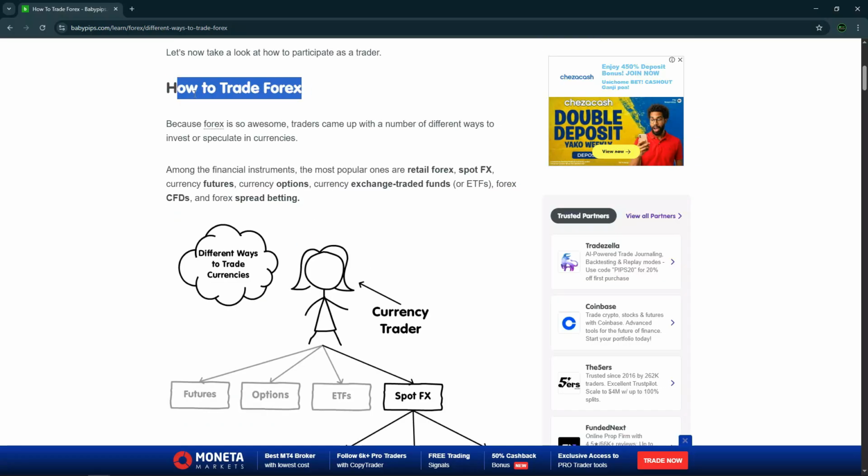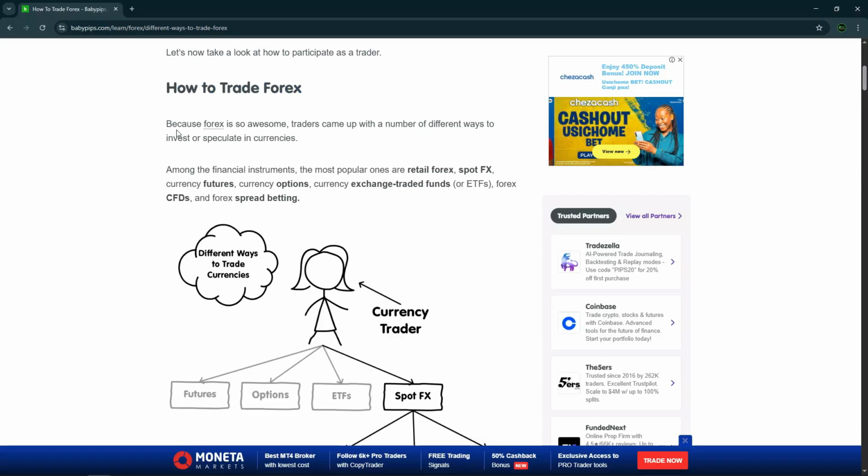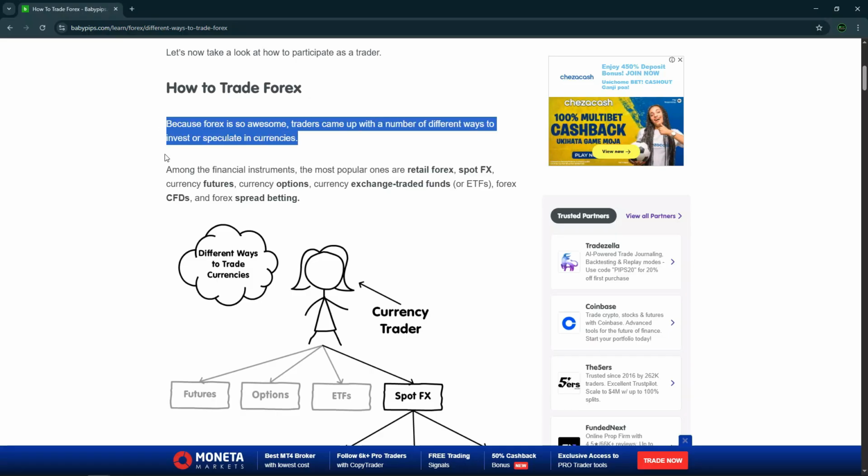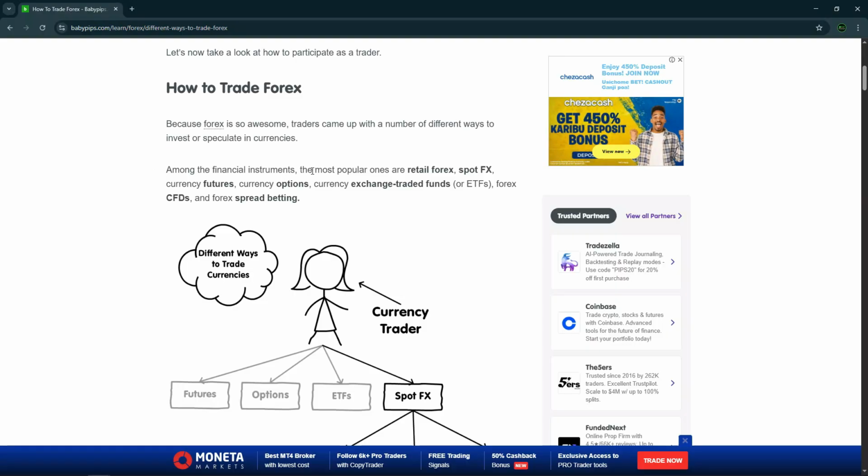How to trade forex. Now, when it comes to trading forex, there isn't just one way to do it. Because the forex market is so big, traders have created different ways to invest or speculate in currencies. Some of the most common methods include retail forex, spot forex, currency futures, options, ETFs, CFDs, and spread betting.